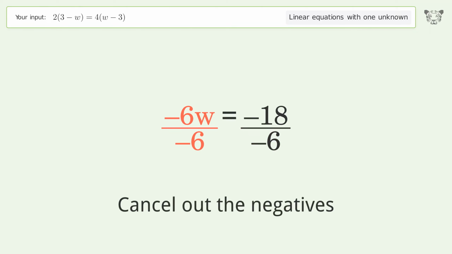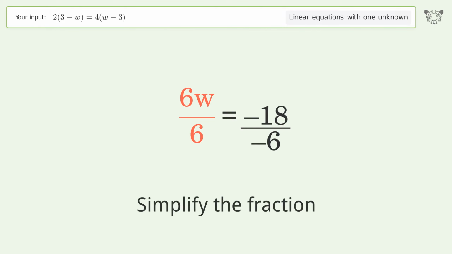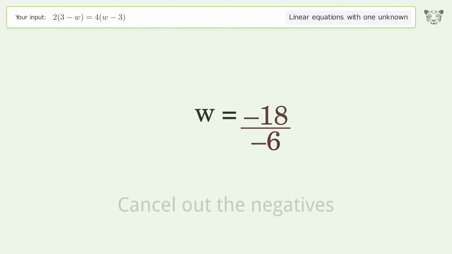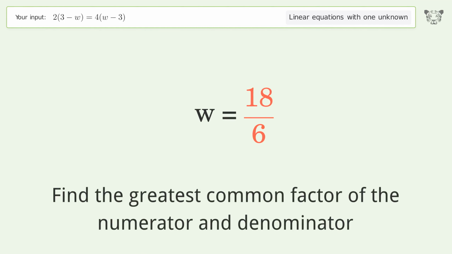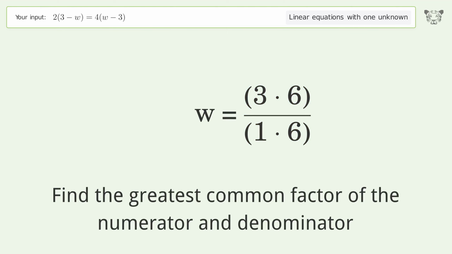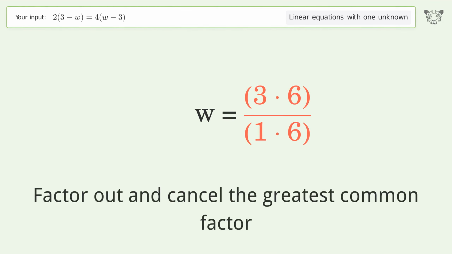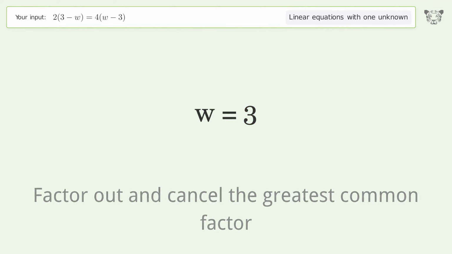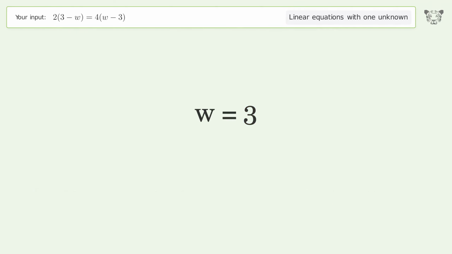Cancel out the negatives. Simplify the fraction. Cancel out the negatives. Find the greatest common factor of the numerator and denominator. Factor out and cancel the greatest common factor. And so the final result is w equals 3.